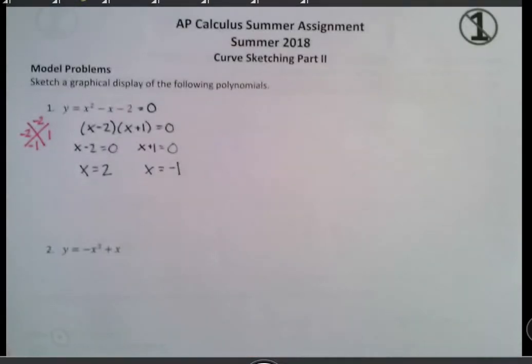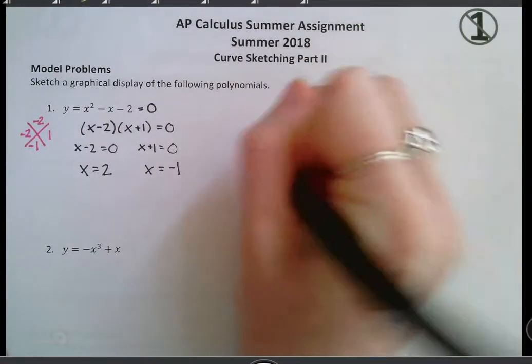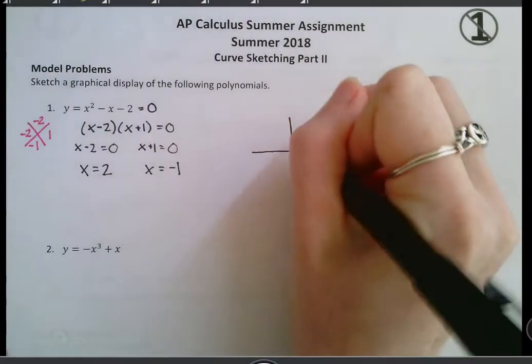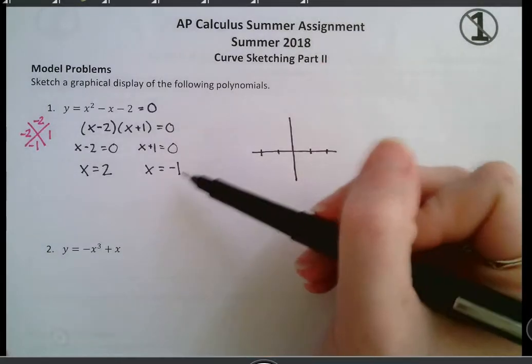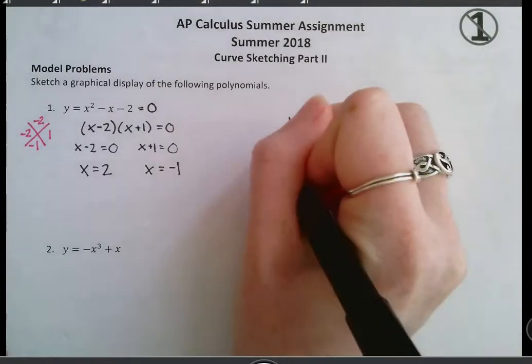So over to the right, we're going to do a really rough sketch of this. We don't need as many details as we did with our last ones, because we just want an idea of what the shape of this graph looks like. So I'm just going to plot some x values here. We know we have zeros, or the y value is 0, at x equals 2 and at x equals negative 1.